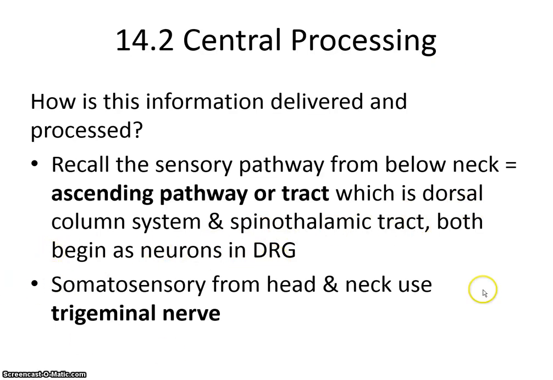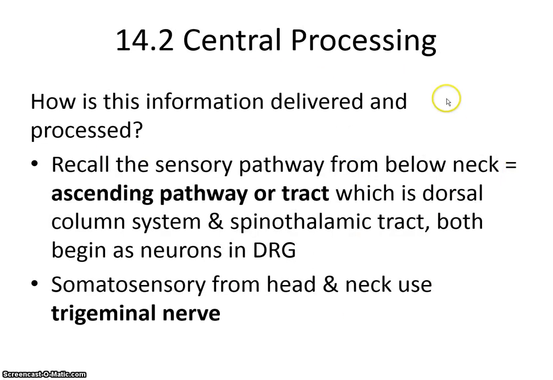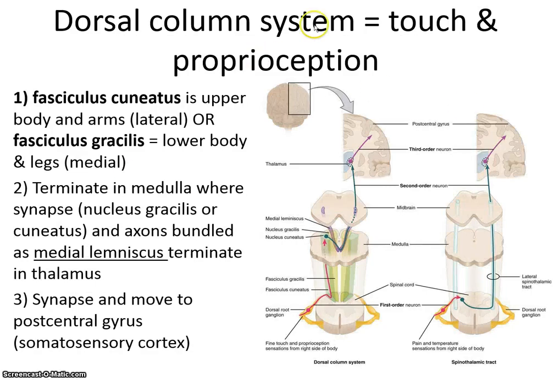So this is all, again, we're out of our special senses here, and we're thinking about how we sense. Then somatosensory, from the head and neck, uses the trigeminal nerve. So again, we've got to bring all this sensory information up to the brain for us to have true sensation and perception. All right, so here's the dorsal column for touch and proprioception. Here's our spinal cord coming up through the brainstem, medulla, midbrain, and the cerebral cortex.